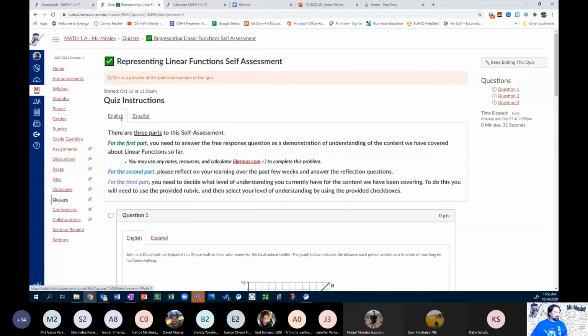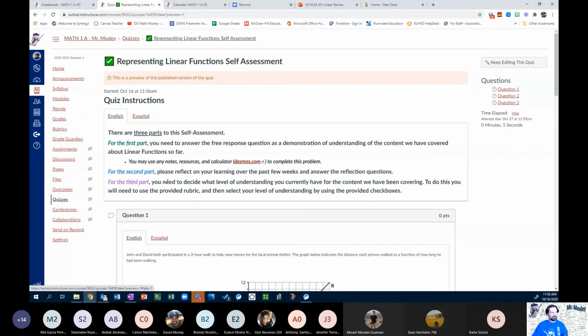Okay, so there's 3 parts to this self-assessment. For the first part, you need to answer the free response question as a demonstration of understanding of the content we have covered about linear functions so far. You may use any notes, resources, and calculator, I have Desmos here, to complete this problem.